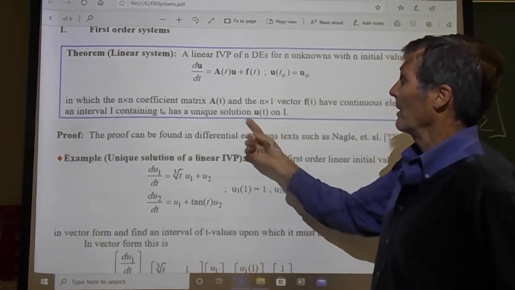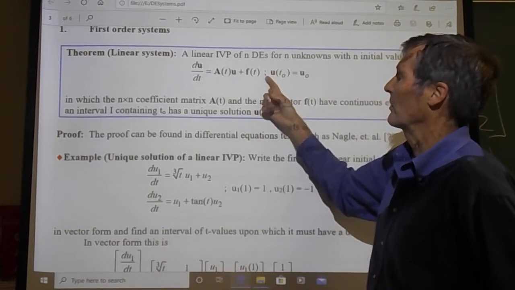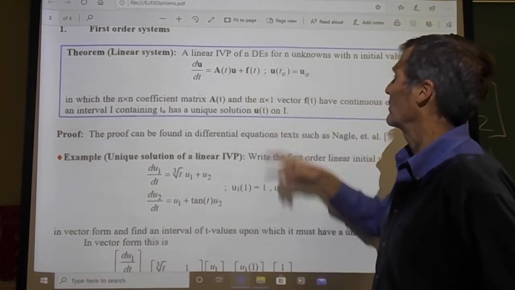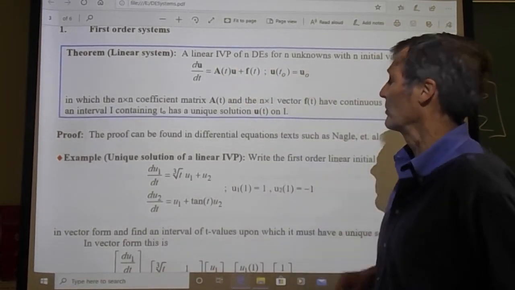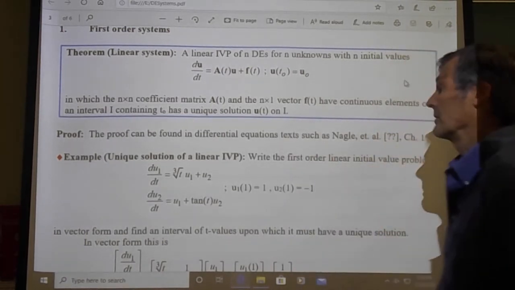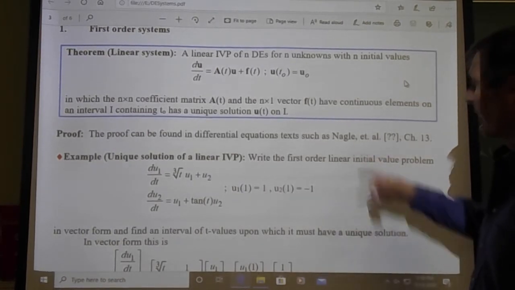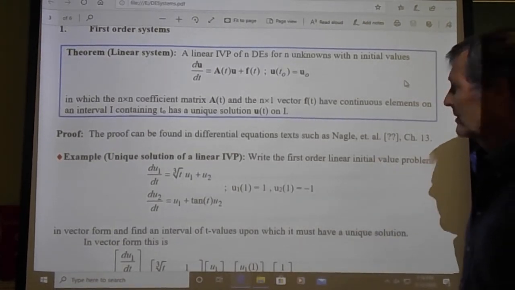That's all it takes, and you have a unique solution. So a linear system like this, where A and f are continuous, and you have an initial vector, has a unique solution on that interval in which they're all continuous. I'll refer you to a text like Nagle, Saff, and Snider. Differential Equations is my favorite text.